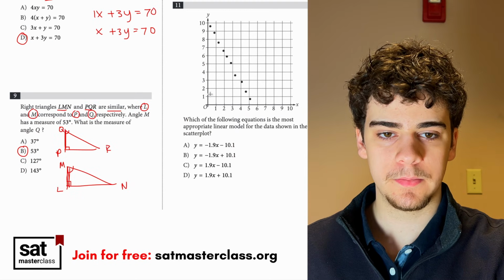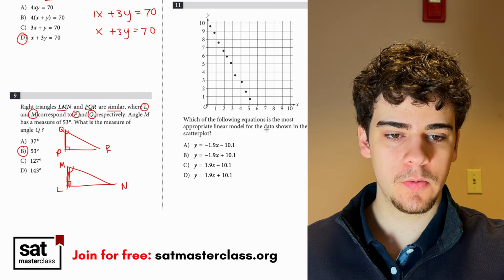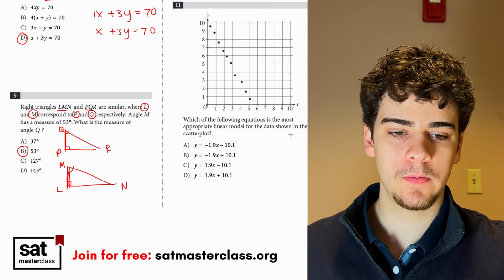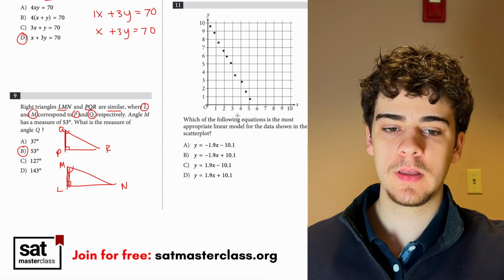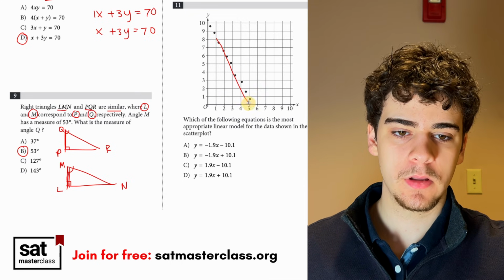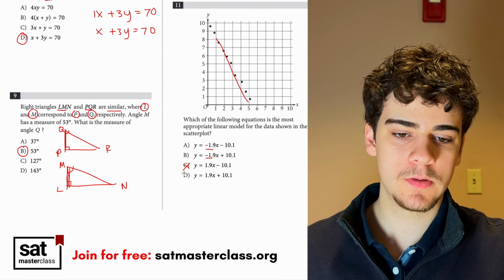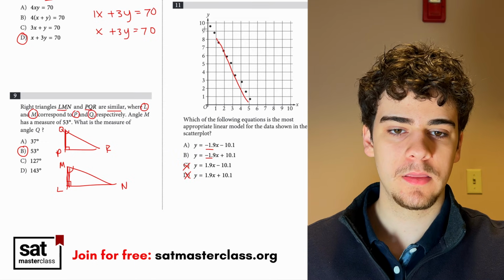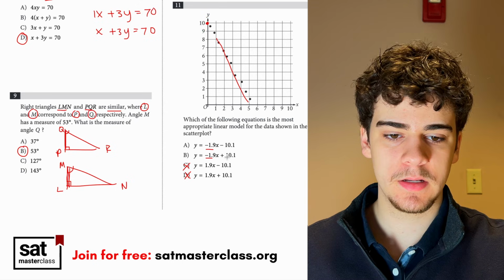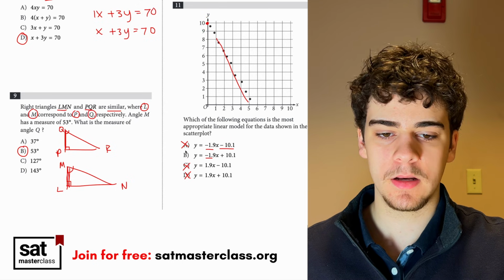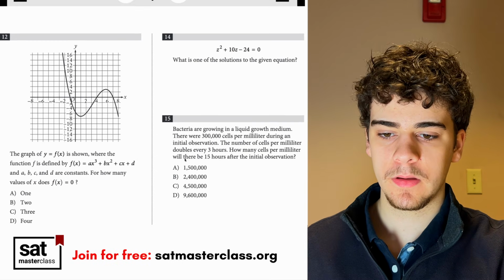Okay, question 11. Which of the following equations is the most appropriate linear model for the data shown in the scatter plot? Two things you want to look at here. It's a negative slope, so the coefficient in front of our x needs to be negative, like a or b, so c and d are wrong. And then the y-intercept is a positive 10, so it's not going to be minus 10, not going to be a, so our answer is b.